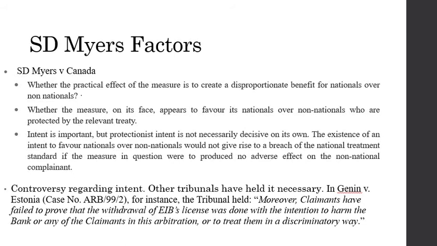There has been some differences in views between tribunals on whether discriminatory intent is decisive. While the SD Myers tribunal held that intent was not decisive, other tribunals such as the Jenin versus Estonia and the Metanax tribunals seem to suggest otherwise. For instance, in Jenin versus Estonia, the tribunal held, "Moreover, claimants have failed to prove that the withdrawal of EIB's license was done with the intention to harm the bank or any of the claimants in this arbitration or to treat them in a discriminatory way."